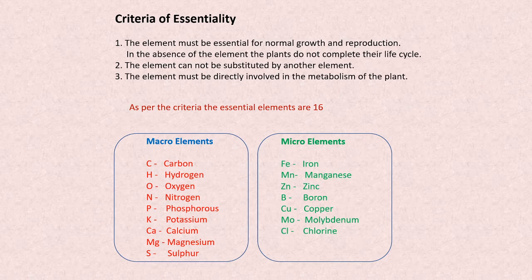We saw in the last class the sources of these macro elements, and the functions they perform within the plant body, whether they are components, constituents, or activators, and how they perform their role within the plant body. Then we also saw the deficiency symptoms of different macro elements. Today we will see micro elements.